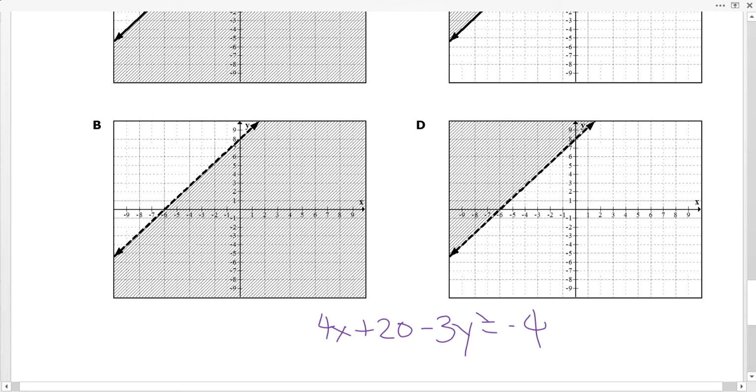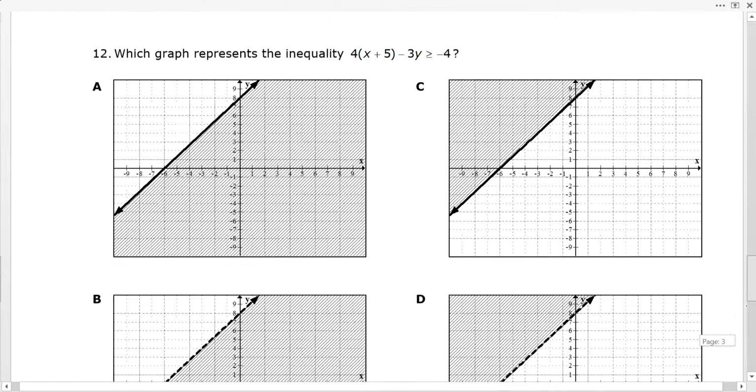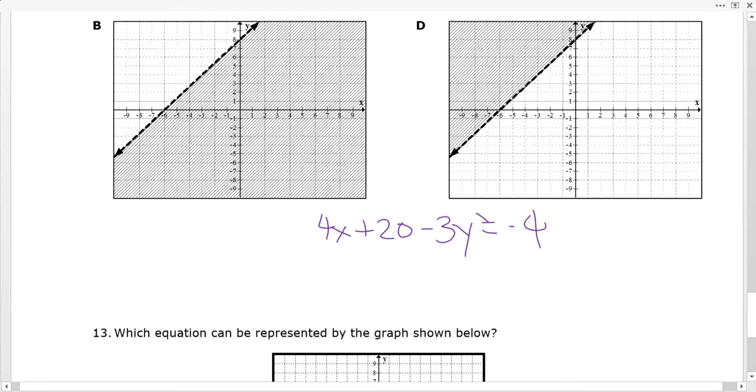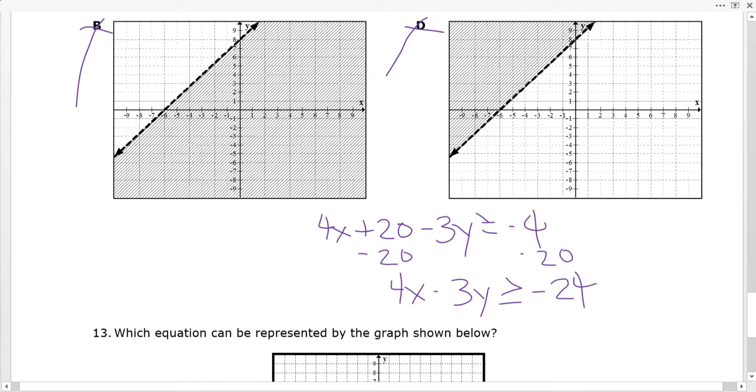Okay. So I'm going to subtract my 20. Are you dizzy? Because I'm dizzy. All right, so I'm going to take 20 away from both sides. So I have 4x minus 3y is greater than or equal to -24. So I know I have a solid line, so it's not going to be D or B.